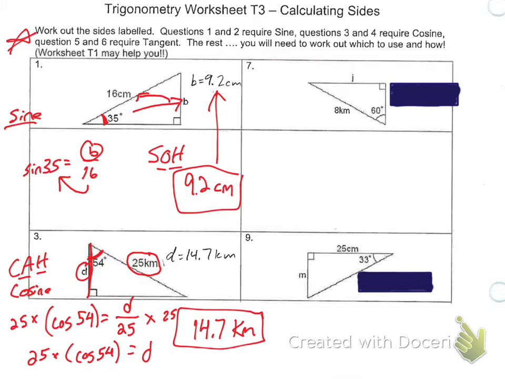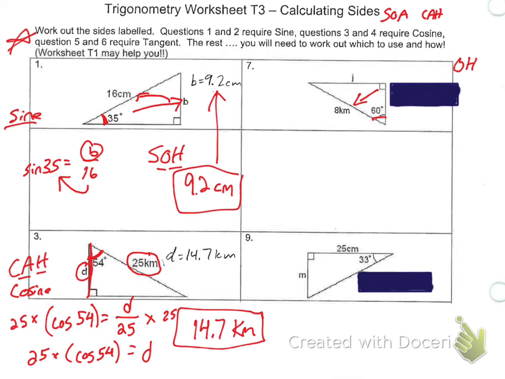All right, going back to 7 here. We don't know what it is, but we know we start right here, and we have an opposite over, look at that, that's on our hypotenuse. So opposite over hypotenuse.